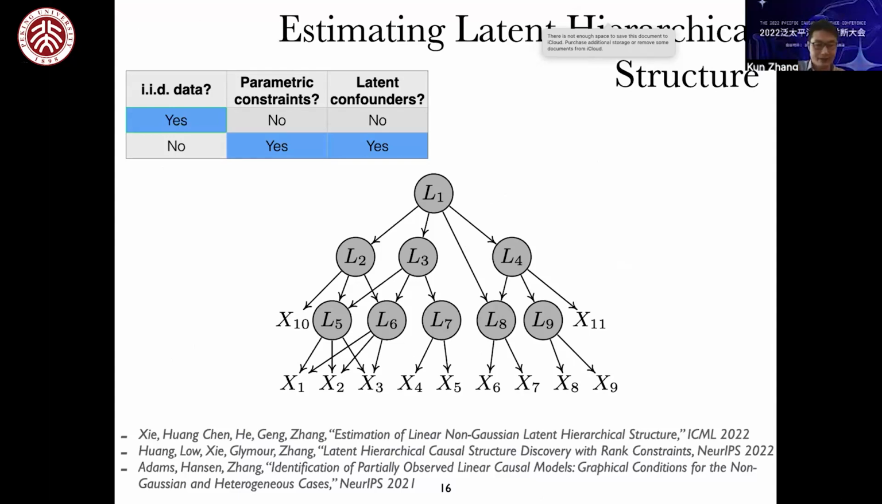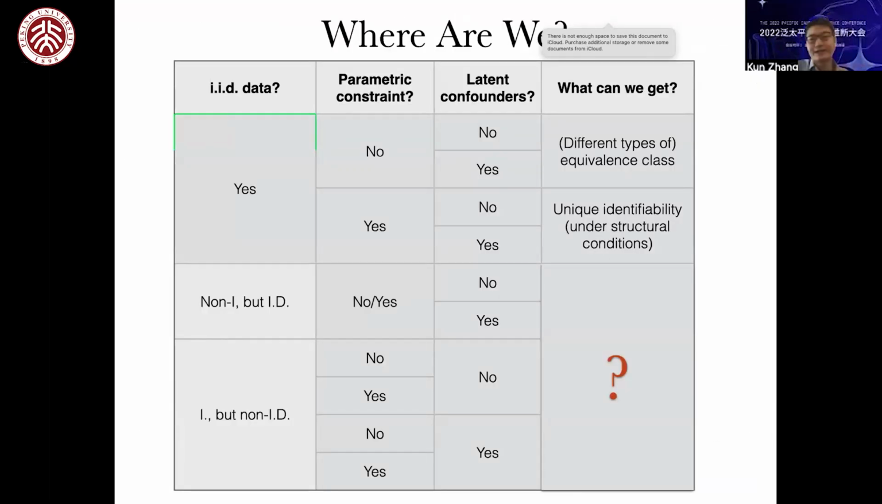So for details, you may have a look at those references. Essentially, this problem is not completely done because here the assumptions are usually rather pretty strong. For instance, all methods assume that the causal influences are linear. Now let's go from the ID setting to non-ID setting.